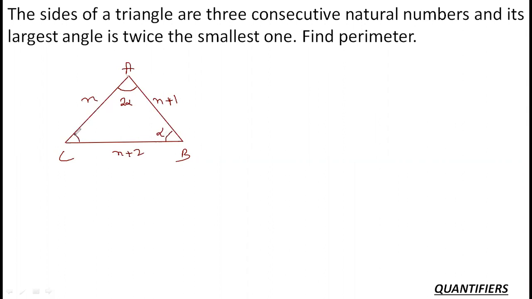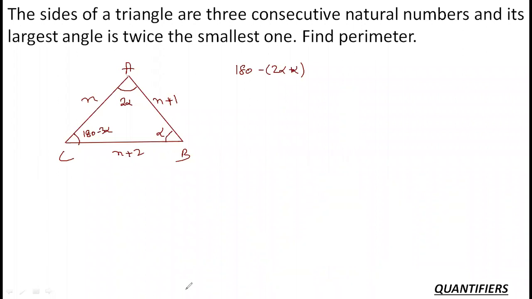What would be the third angle? Can I say 180 minus the sum of the other two? So this will be nothing but 180 minus 3 alpha. So these are my three angles basically. Now since I have got this, now I have to simply do one thing. I just want to apply my sine rule.